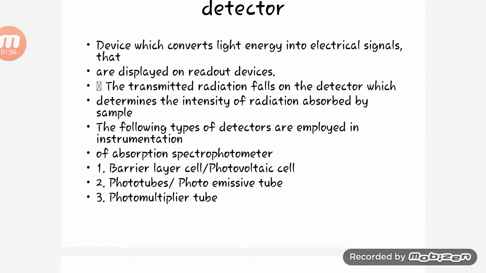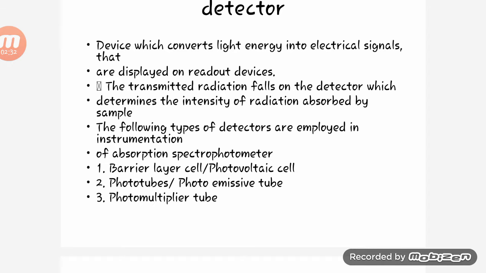Next is the detector, a device which converts light energy into electrical signal that is displayed on a recorded readout device. The transmitted radiation falls on the detector which determines the intensity of the radiation absorbed by the sample cell. The following types of detector are employed in the instrumentation of absorption spectroscopy. First is barrier layer cell, photovoltaic cell. Second is phototube, photoemissive tube.